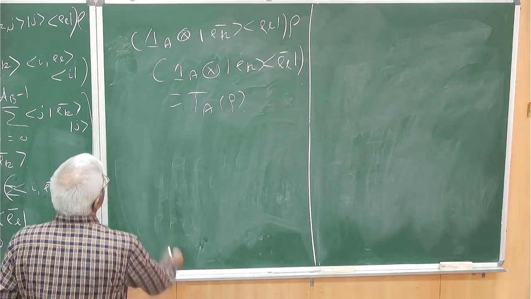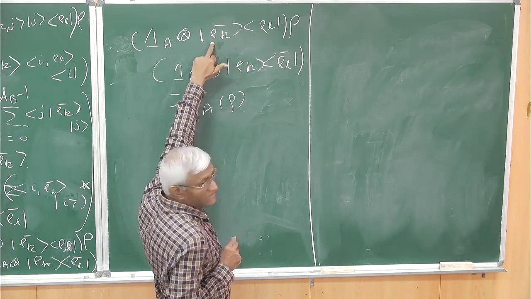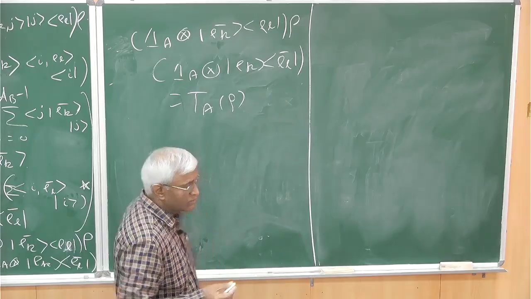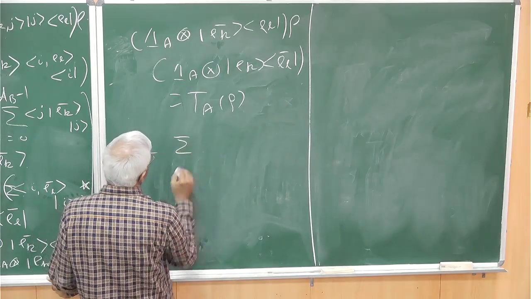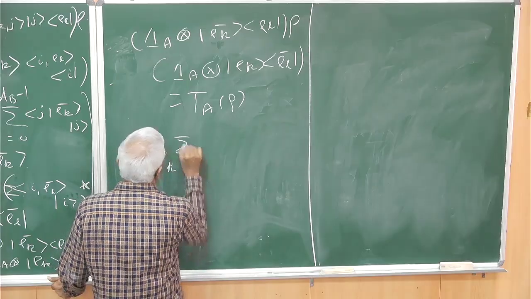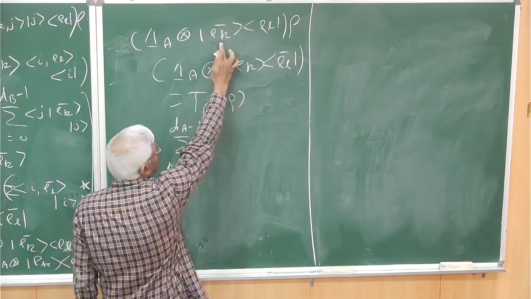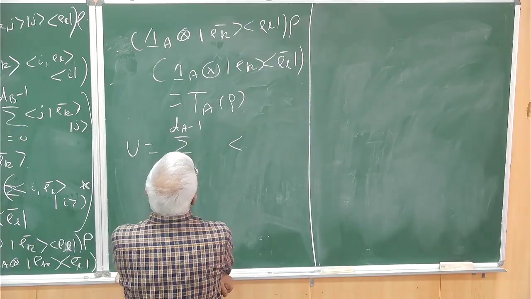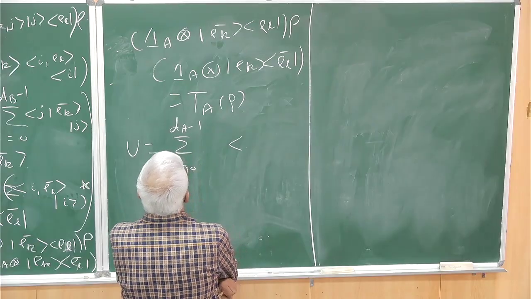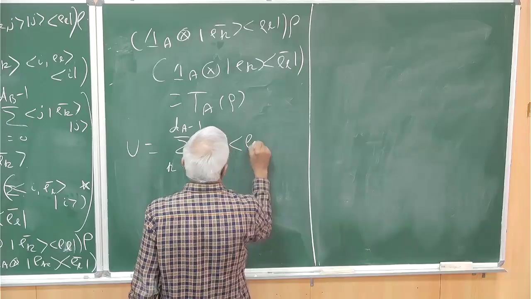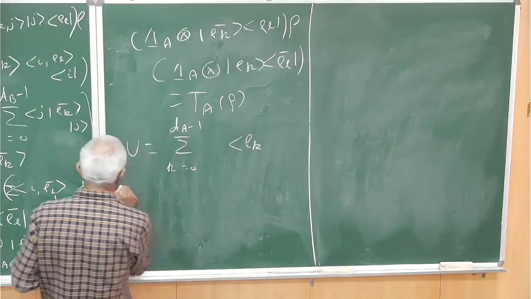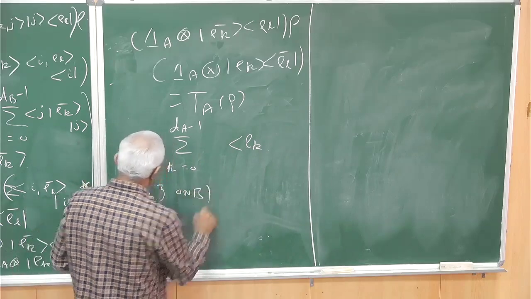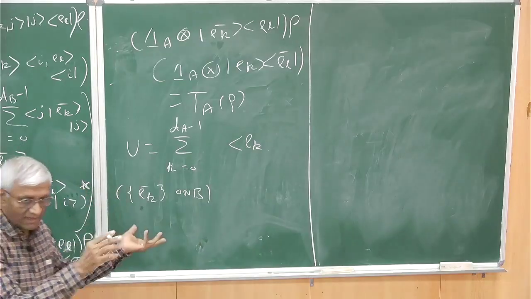Now you want to remove this EK bar. You want to get EK here and you want to get EL here. You just use a unitary to do that. So you take the unitary, which is equal to summation K equal to 0 to dA minus 1. You want to bring this to EK. Notice that EK is an ONB, which means EK bar is also an ONB. It is just the bar, and that's clear.